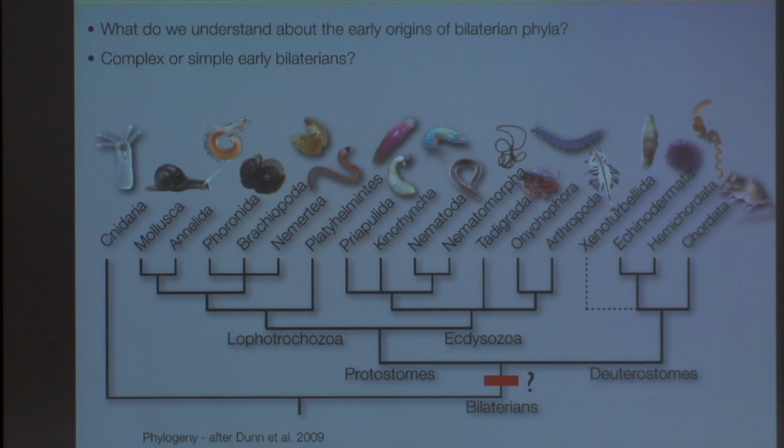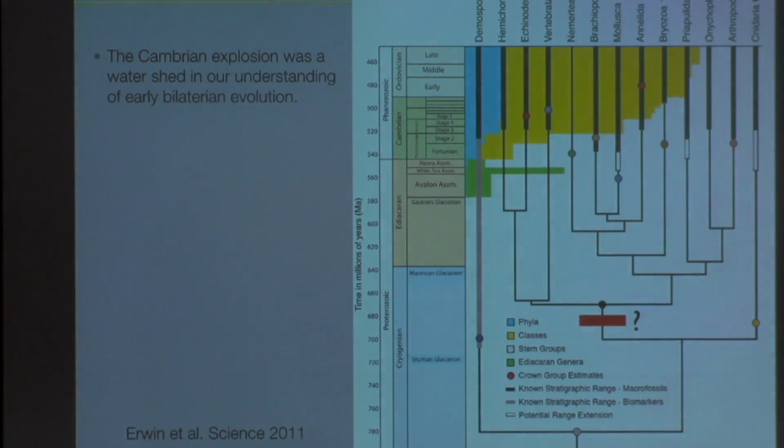And classical zoologists would argue that the earliest bilaterians were probably pretty simple animals that secondarily evolved more complex body plans in animals like chordates and arthropods. And this has been generally backed up by the fossil record.